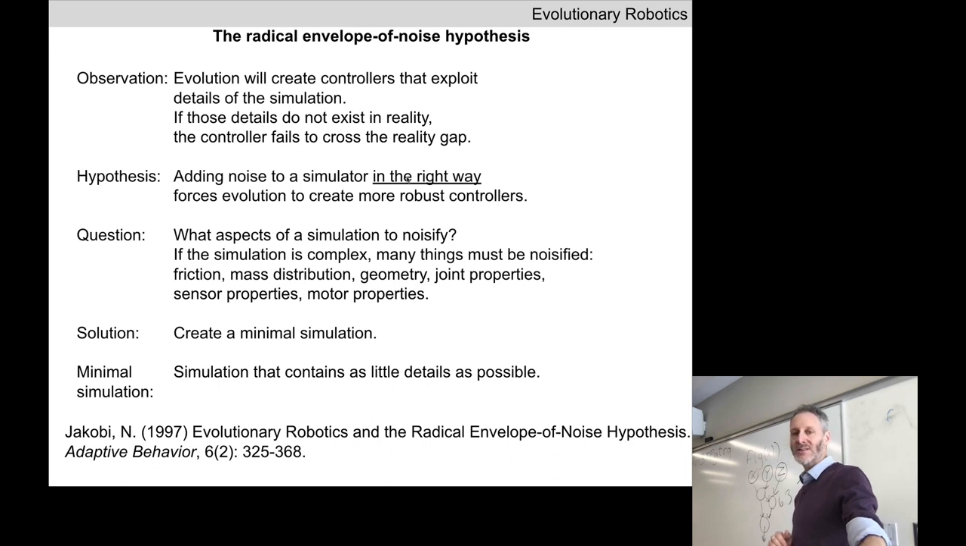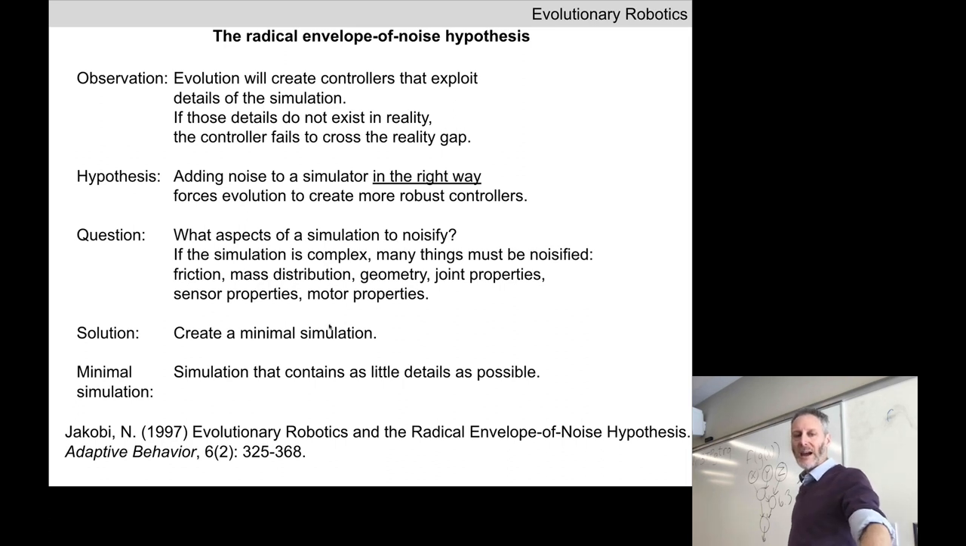Where and how do we add noise in the right way so things are just hard enough for the evolutionary algorithm? One way to start answering this question is to ask more specific questions like, which parts of the simulation should I noisify? If the simulation is complicated, like the simulator you're using, there's lots of candidate targets. We just mentioned friction, the mass distribution of the body of the robot, its geometry, the properties of the joints. You can play around with that. Sensor properties, motor properties, maybe the neurons and the synapses themselves. You can make them kind of noisy.